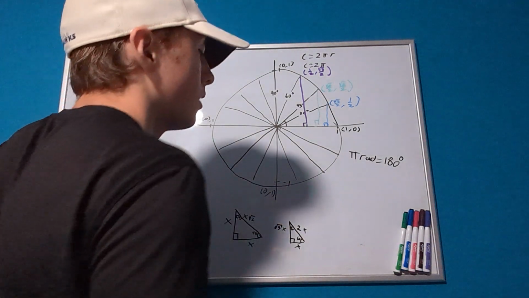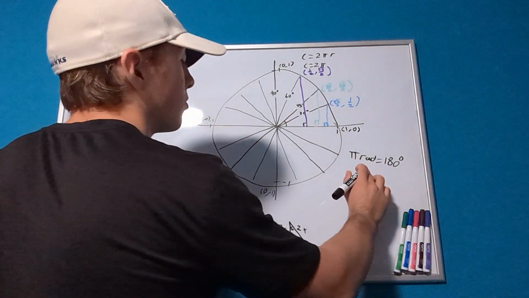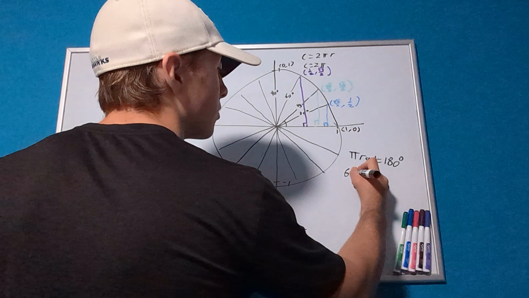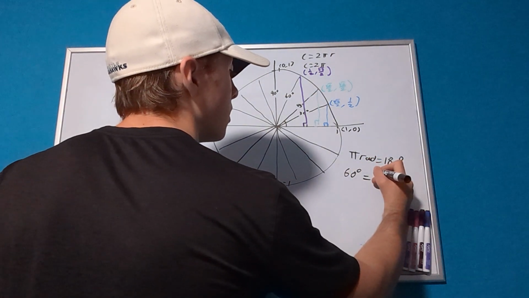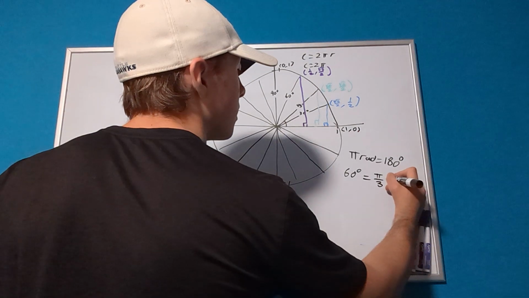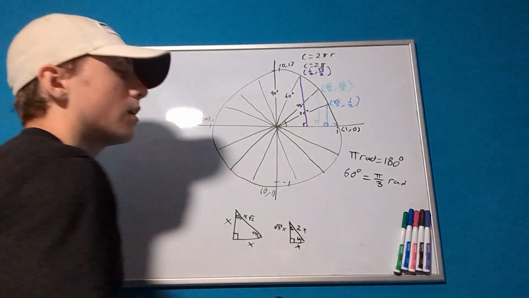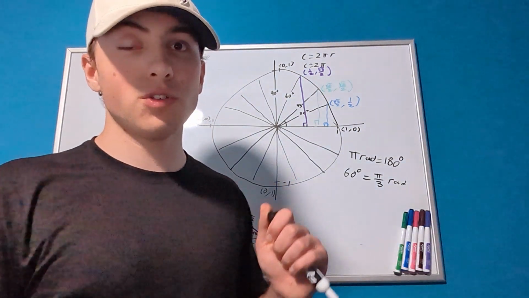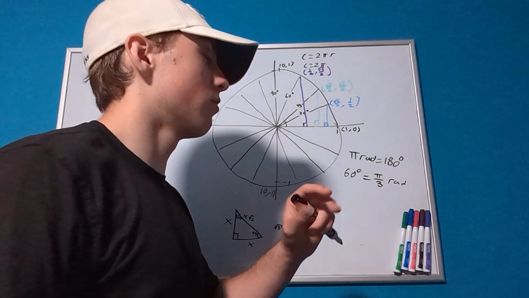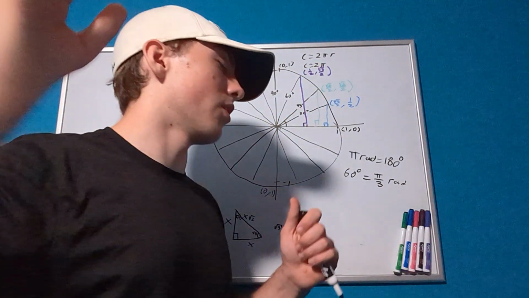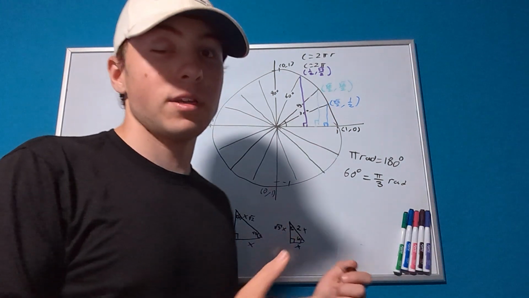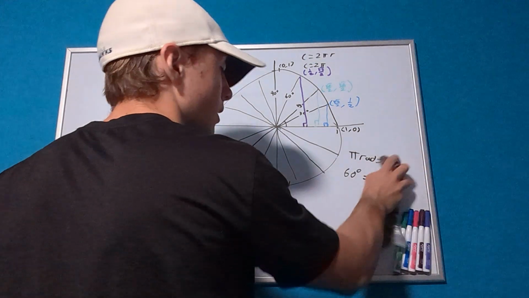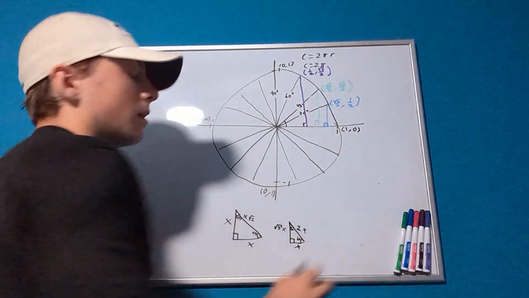All right? So if pi radians is equal to 180 degrees, that means 60 degrees is equal to pi over 3 radians. You're going to see radians used a lot, so you should get comfortable realizing, if you have x pi over some other number, how many degrees is that equal to? You're just going to want to get used to working with that.